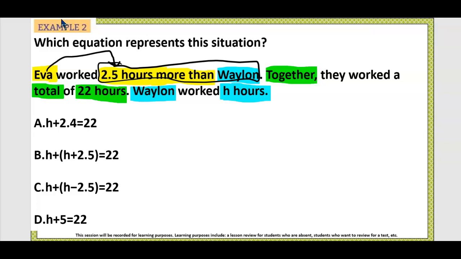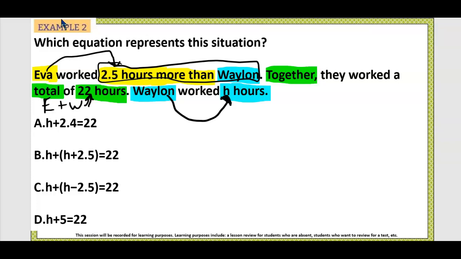Together, they worked a total of 22 hours. You put them together, Eva and Waylon, you get 22. So this is Eva plus Waylon equals 22. Waylon worked H hours. So wherever we see Waylon, we're going to put an H there. So let's see how this can make sense.